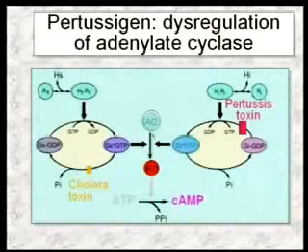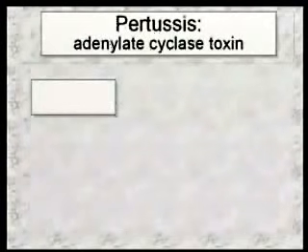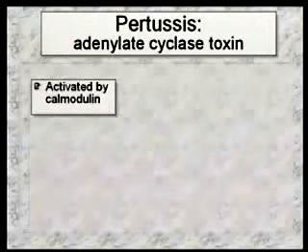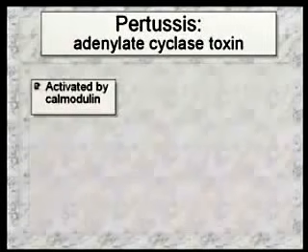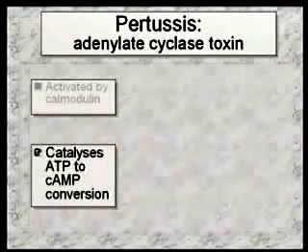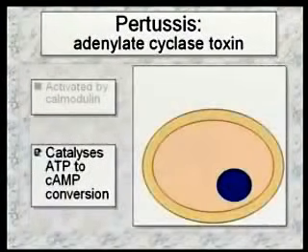Net effect is the same, increase in cyclic AMP and increase in secretions: in the case of cholera, watery diarrhea, and in the case of pertussis, increased mucus secretion. Okay. Adenylate cyclase toxin affects the same thing. It is a temporary effect, but it acts by combining with calmodulin inside the cell. And that complex catalyzes ATP to cyclic AMP conversion. And here is the cartoon of that.